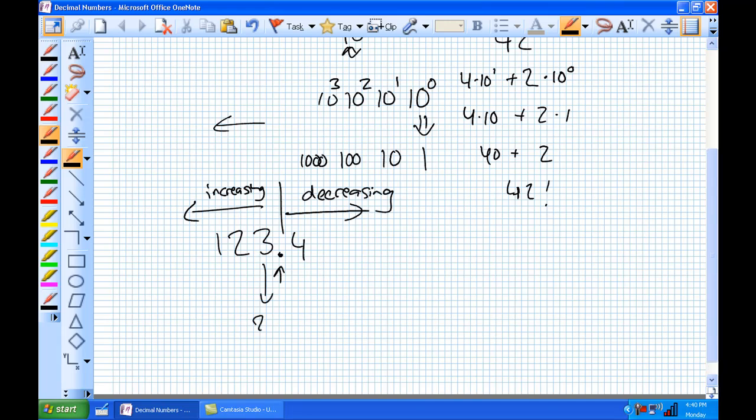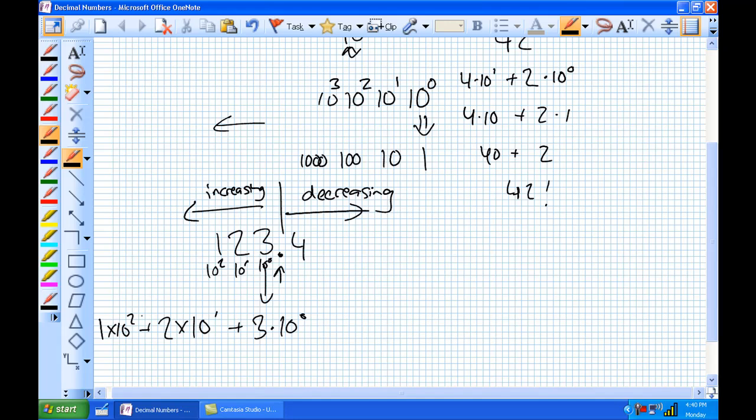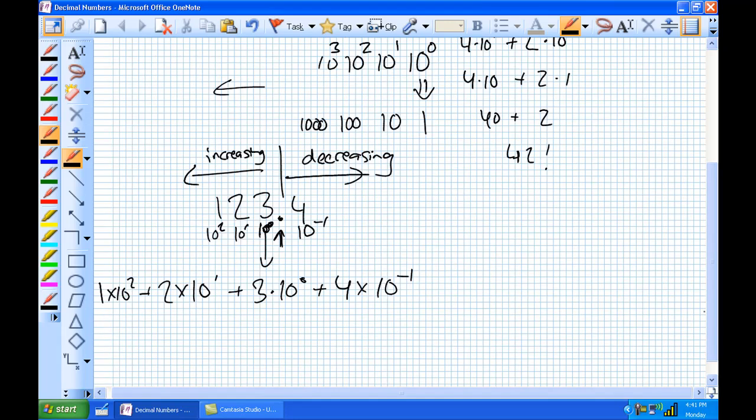So, for our 3, it's 3 times 10 to the 0 plus 2 times 10 to the 1, because that's in the 10 to the 1 spot, 10 to the 0 spot, 10 to the 2 spot. So 1 times 10 to the 2. What is this? Well, it's decreasing powers of 10. If the decimal was to the left here is 10 to the 0, what's a decreasing power of 10 is 10 to the negative 1 plus 4 times 10 to the negative 1.